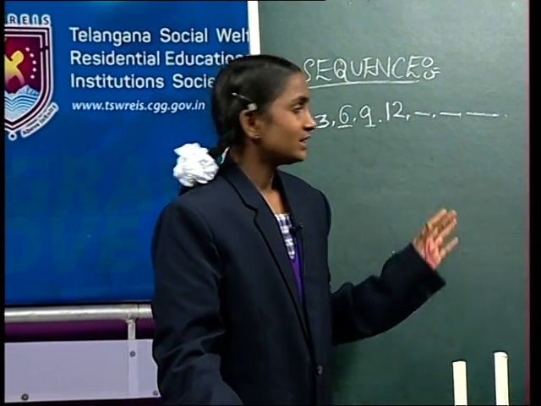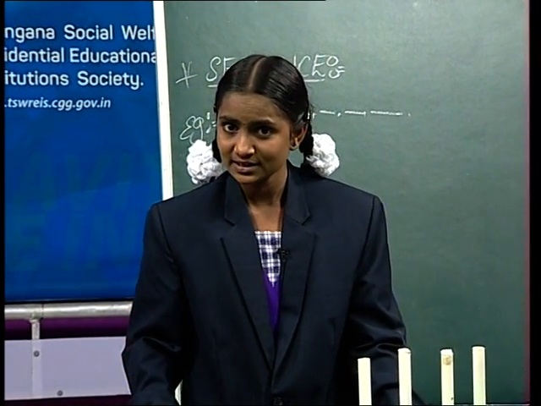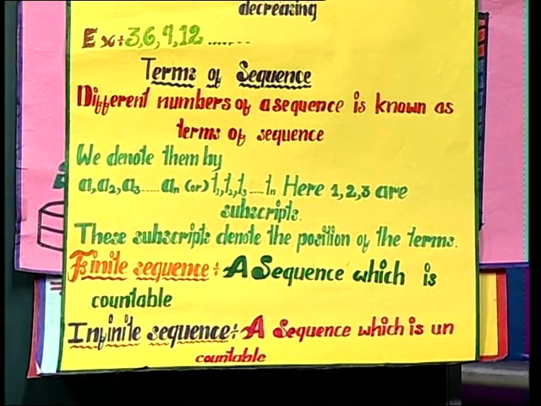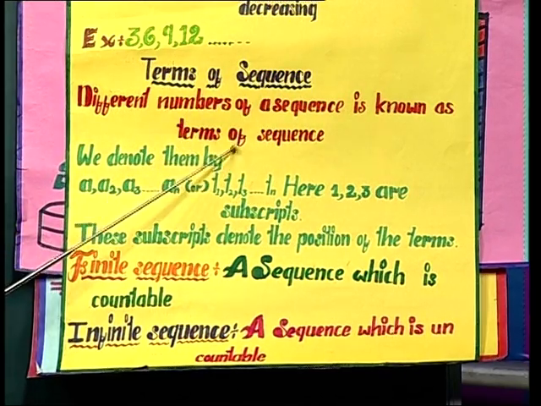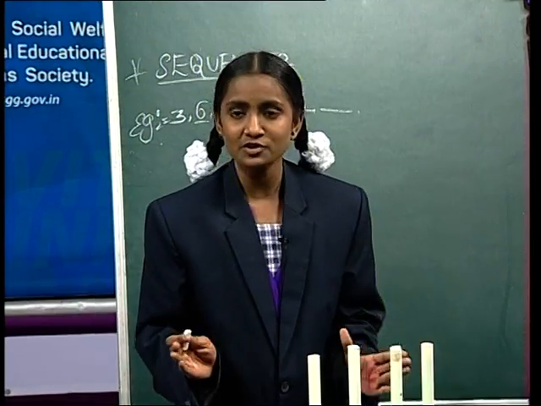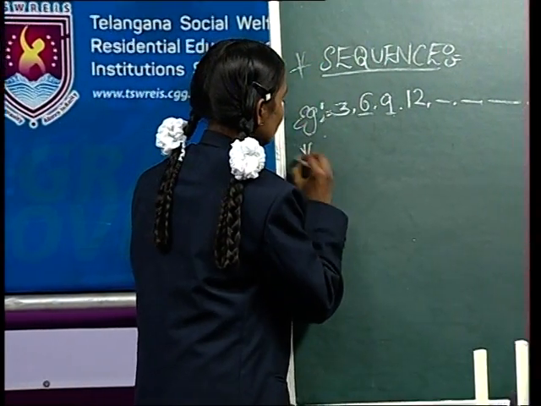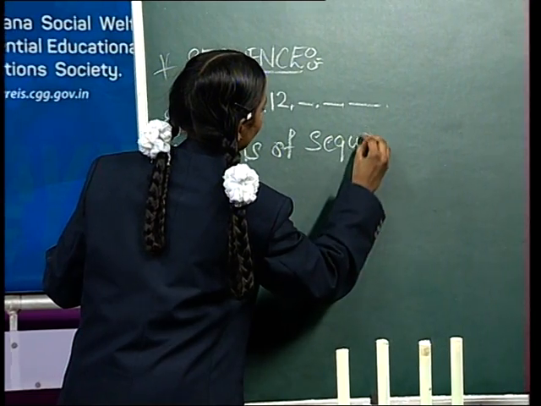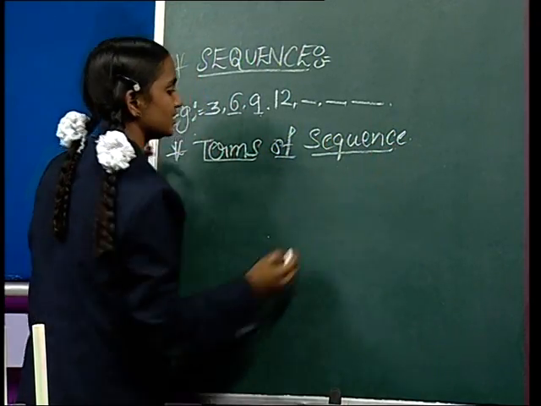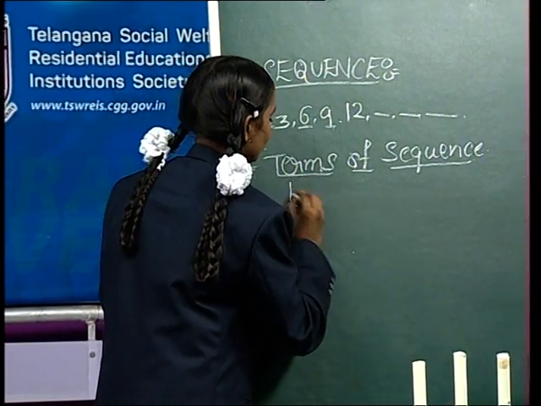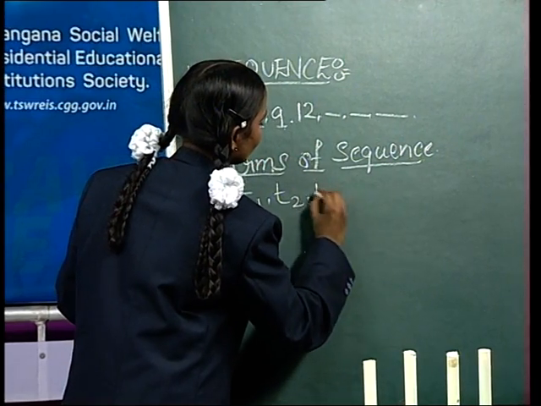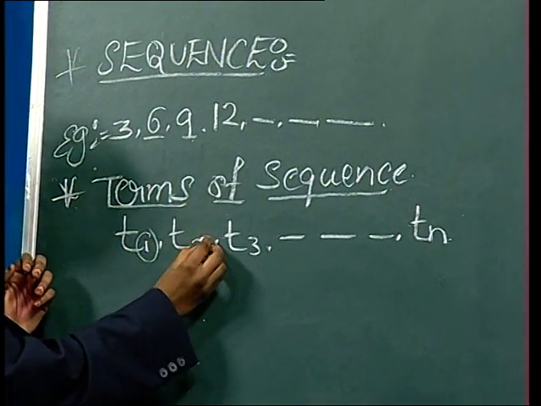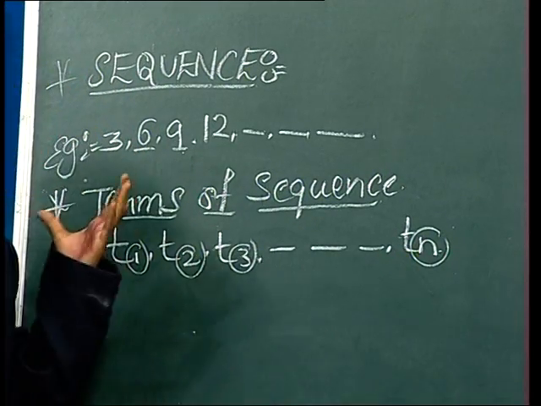Now let's move to terms of sequence. What do we mean by terms of sequence? Yes, different numbers of a sequence is known as terms of sequence. This terms of sequence is denoted by T1, T2, T3 and so on, Tn.